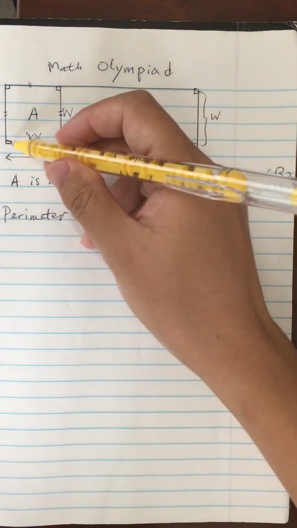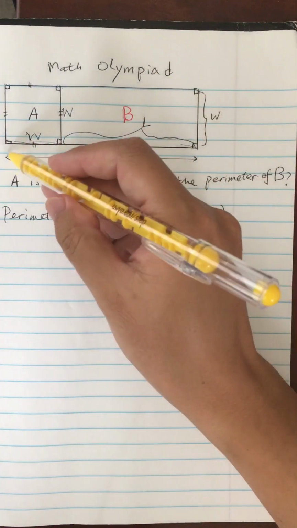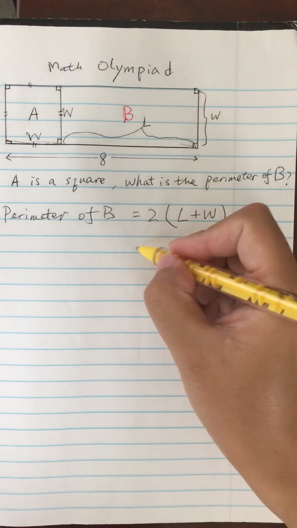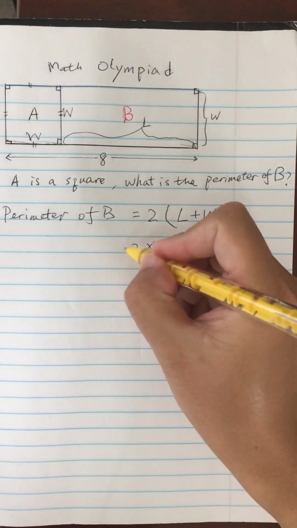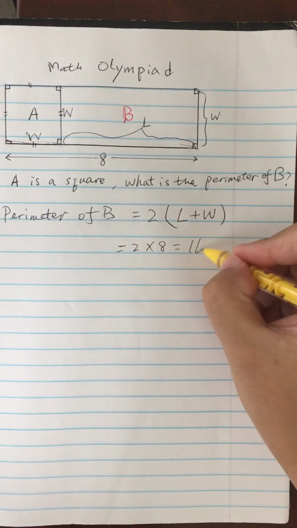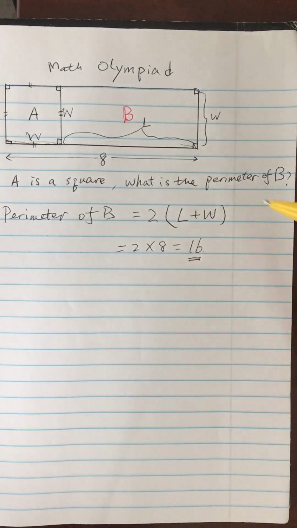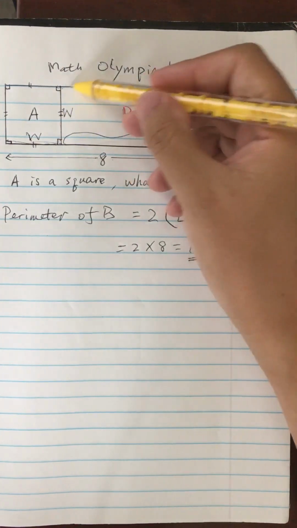What's L plus W? L plus W is exactly 8. That's given here. So it's 2 times 8, which equals 16. So the perimeter of B is 16.